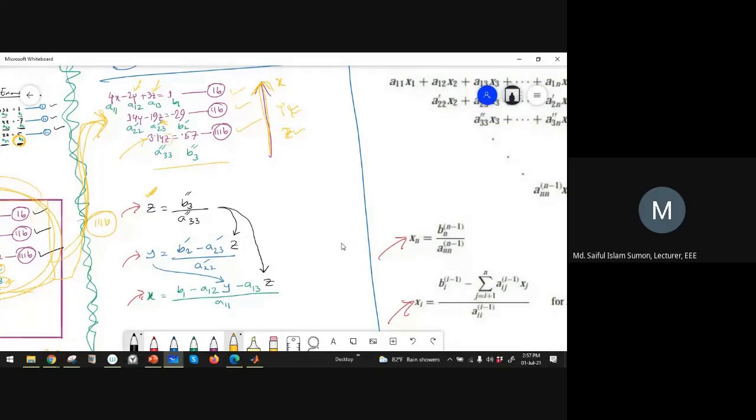Okay, number doesn't matter. B3 double prime divided by A33 double prime. Okay, now from equation number 2b, we are going to get the value of y.